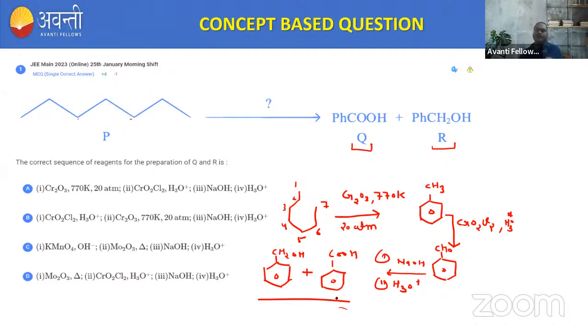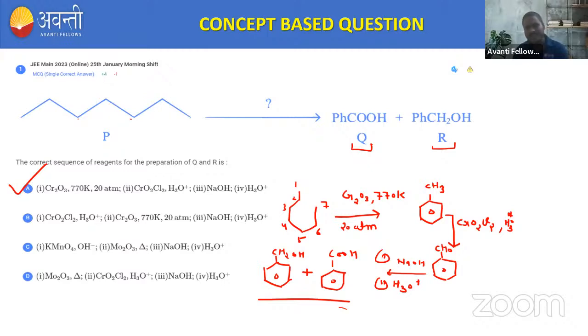So which of the following is the correct reagent, beta? Obviously A. So A is the correct sequence of reagents used for the preparation of P and Q. That is Cr2O3. When you treat with Cr2O3, we'll get toluene. This reaction is also known as aromatization. When we treat toluene with CrO2Cl2, we'll get benzaldehyde. When you treat benzaldehyde with NaOH, then we know this is a Cannizzaro reaction.